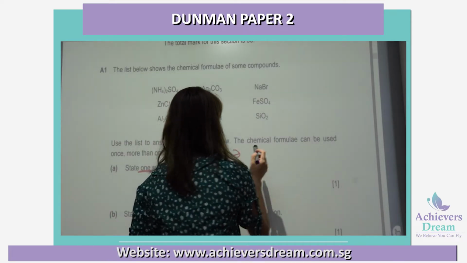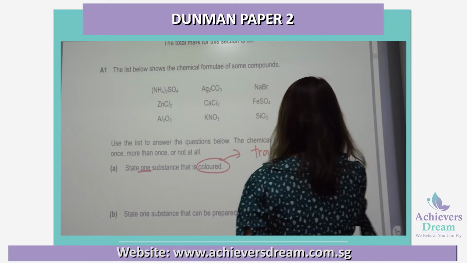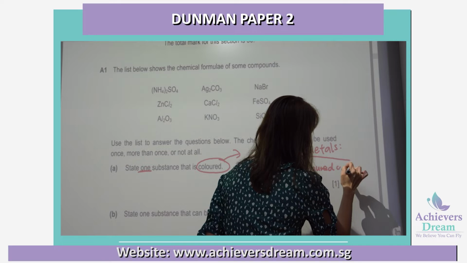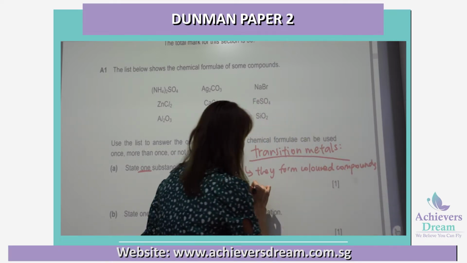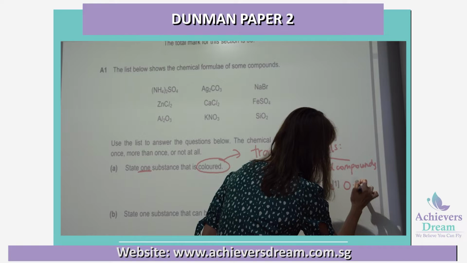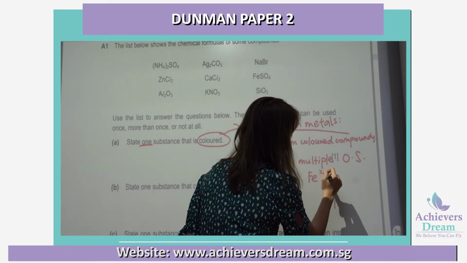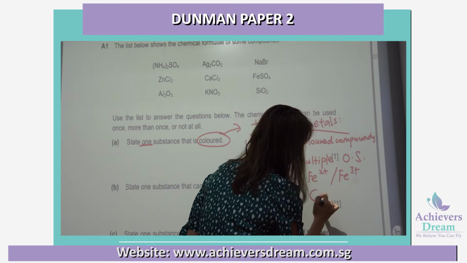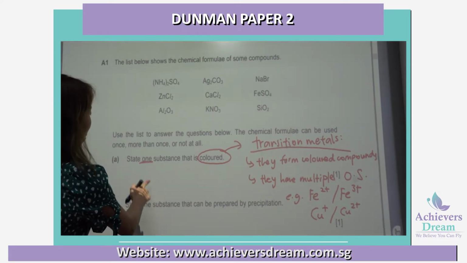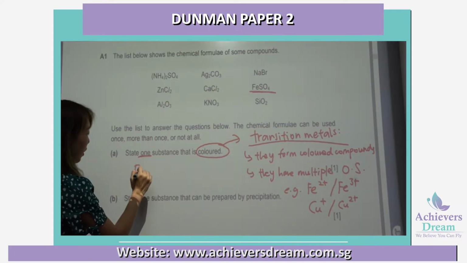Okay, when we see the word colored, immediately think of your transition metals. What's so special about transition metals is that they form colored compounds. Also, they have multiple oxidation states. Some of your examples will be iron. Iron can form Fe2 plus or Fe3 plus, or copper, Cu plus, Cu2 plus. So these are the two unique properties of transition metals. So one substance that is colored, I need a transition metal. I can put FeSO4, alright?